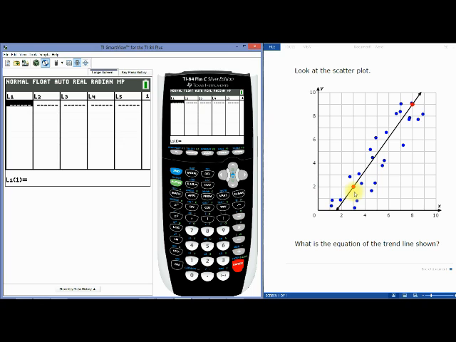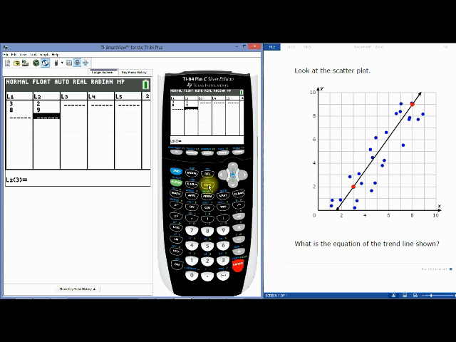So here's my first point, and the X value is 3, so I'm going to enter 3 and enter. The next point, the X value is 8, so I'm going to put in 8 and enter. Now I'm going to arrow over one and put in the Y values. The first one is at 2, so I put in 2, and the second one is at 9, so I'm going to enter 9. So I have my 2 points, 3, 2, and 8, 9.